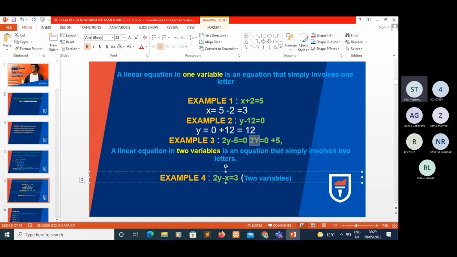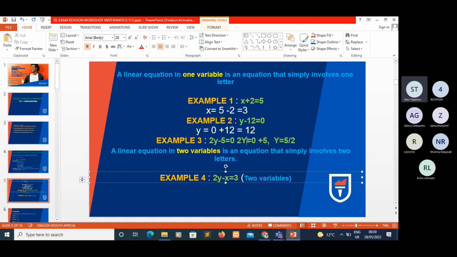So for you to get y here, you have to divide, which means your final value of y is simply going to be y is equal to what? y is equal to 5 divided by 2. That's your value of y. That's how you find it. So here you have got 2y is equal to 0 plus 5, which is 2y is equal to 5, because 0 plus 5 is 5.